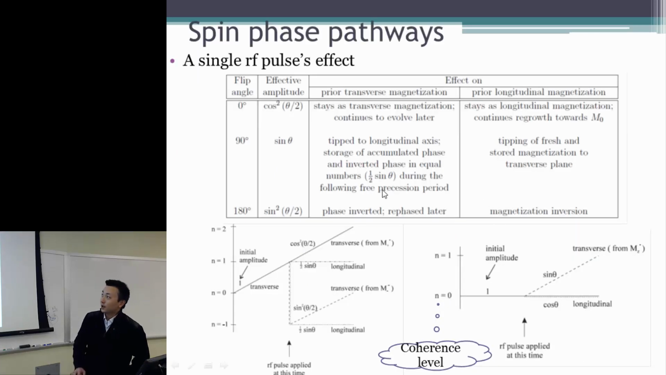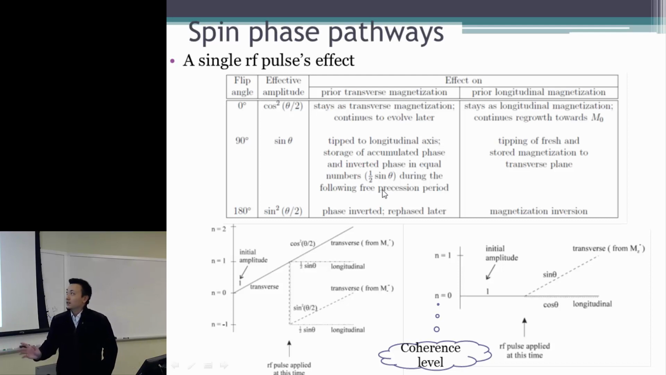All right, so the next one is the spin phase pathway. This one is not a must-taught part, but I think it is a very important concept that you should know about, not only for the SSP, but also for any spin echo related sequences.